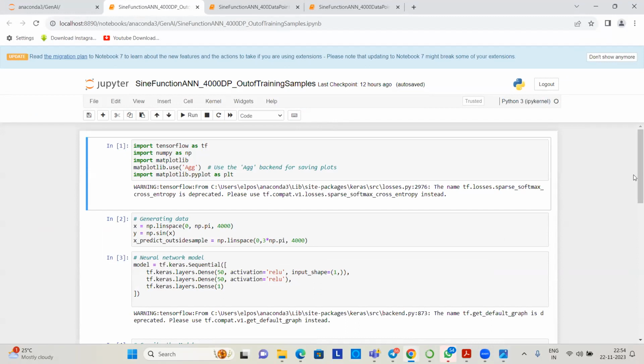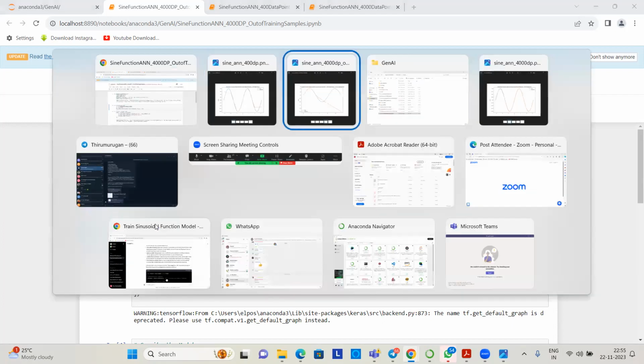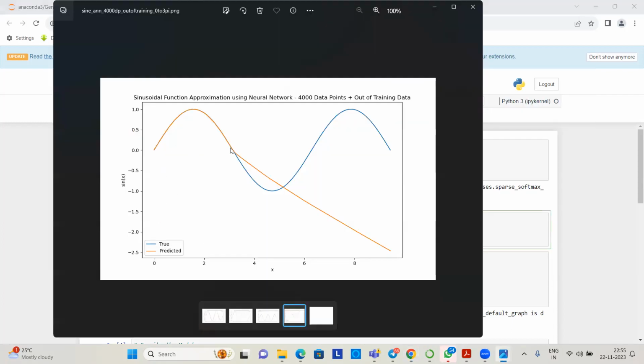It's pretty much the same, it's just minor differences here and there. What's your input? My input here is this, 0 to pi. That's the input. And I try to predict it from 0 to 3 pi. Of course, I trained it for 0 to pi. And if you look at the output, it does a brilliant job from 0 to pi. But the moment I go beyond pi, it fails to predict.